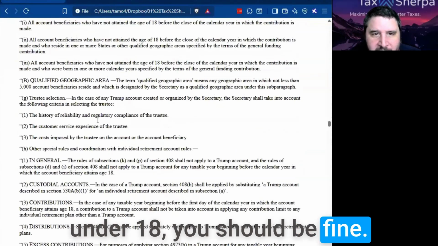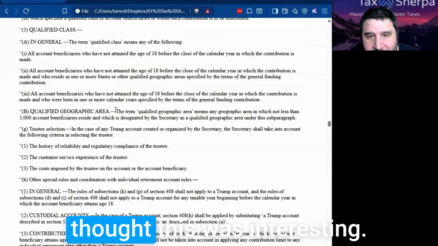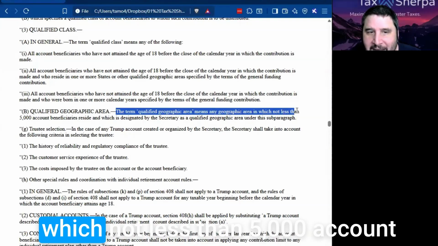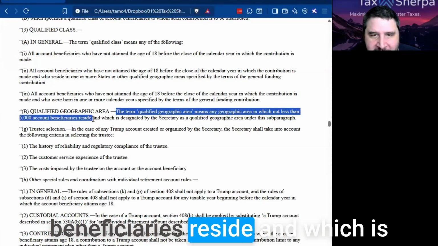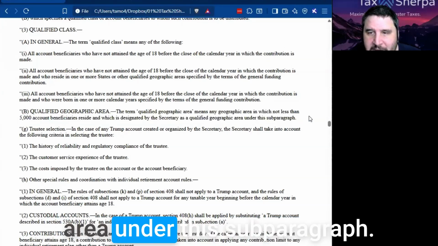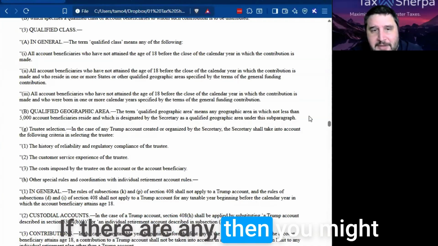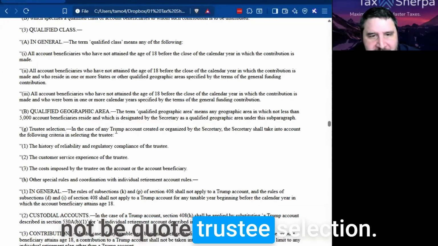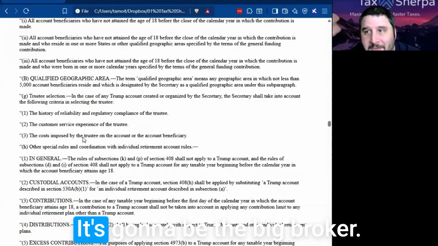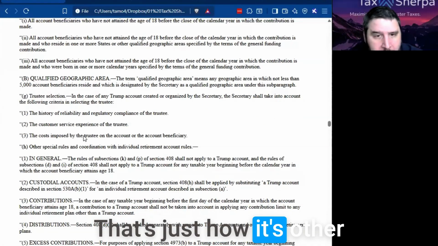Qualified geographic area, I thought this was interesting. The term qualified geographic area means any geographic area in which not less than 5,000 account beneficiaries reside and which is designated by the secretary as a qualified geographic area under this subparagraph. If there are any, then you might not be. Trustee selection, customer service, history of reliability, regulatory compliance, all that kind of stuff. It's going to be the big brokers. That's just how it is.